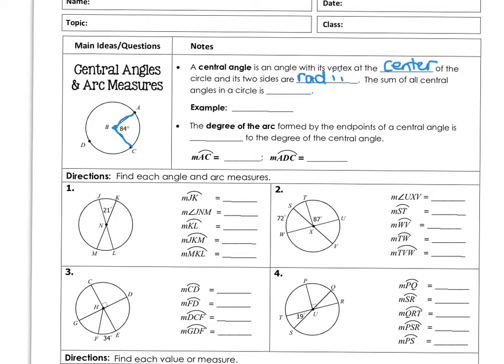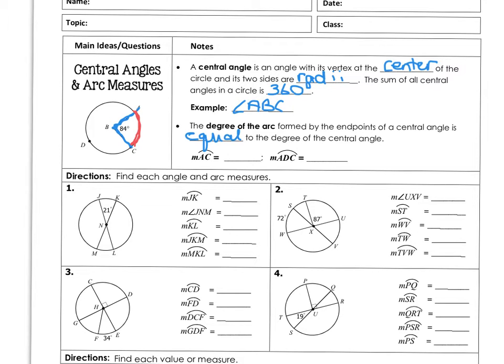The sum of all the central angles in a circle is 360 degrees, so if you go all the way around. An example of a central angle would be angle ABC. The degree of the arc formed by the endpoints of the central angle, so this is the arc, is going to be equal to the degree of the central angle.